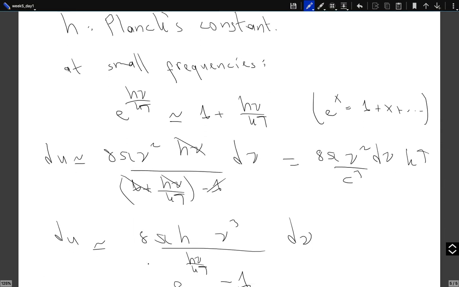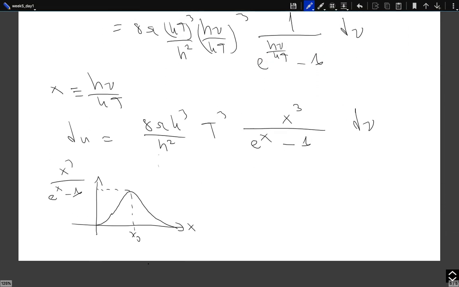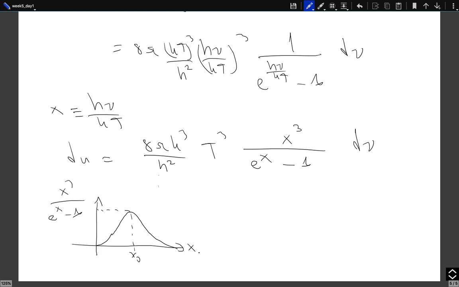What else can we say? Well, the maximum appears at x0, which is h nu 0 over kT.